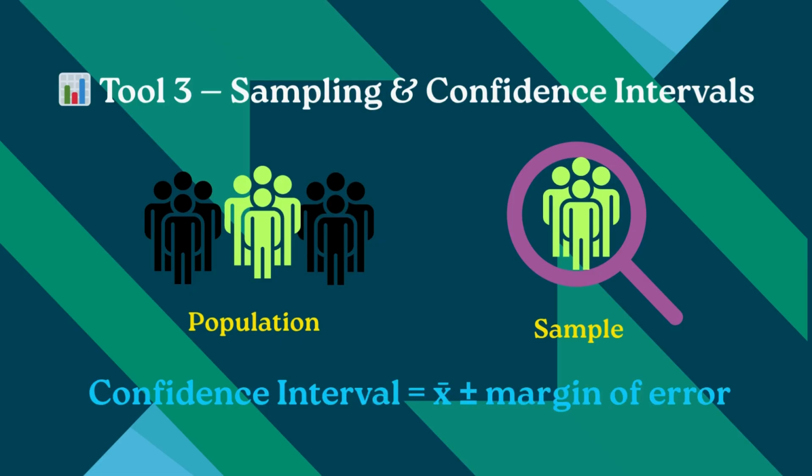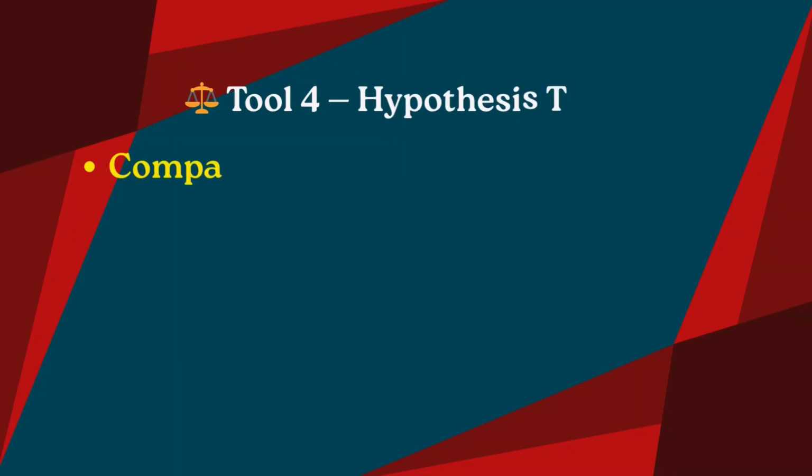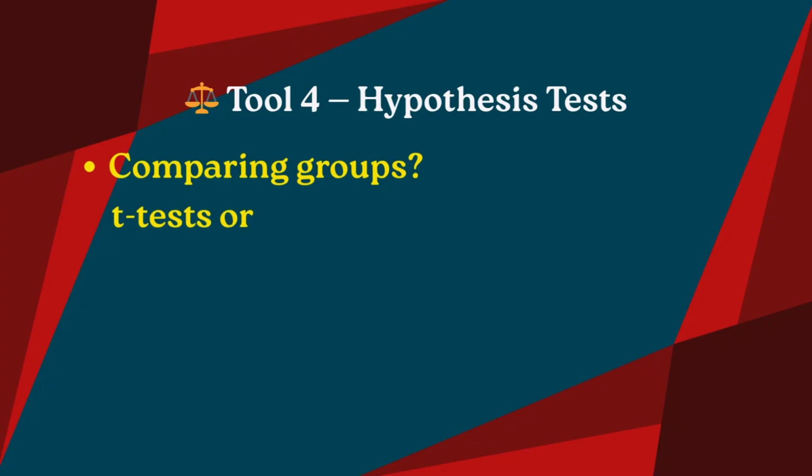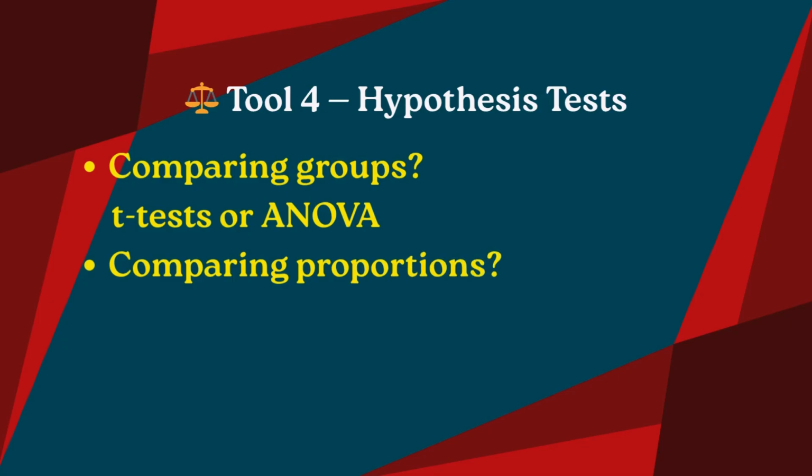With margin of uncertainty, we can measure. Fourth, hypothesis test. When you want to compare or validate, this is where you go. Comparing groups, use t-test or ANOVA. Comparing proportions, try chi-square test. These tools let us check if observed differences are real or just due to chance.